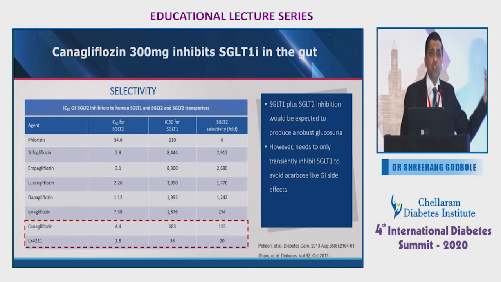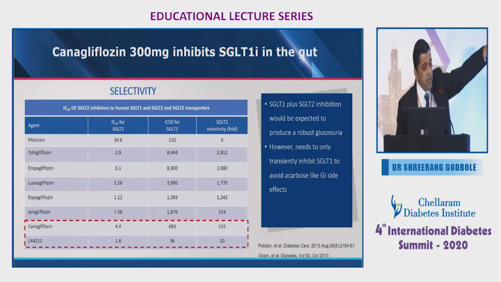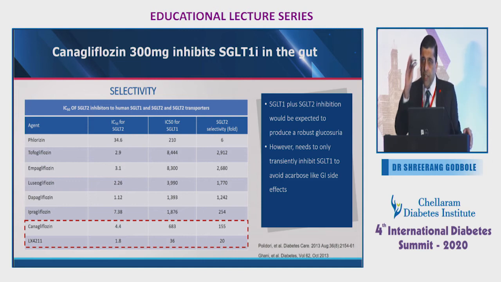With Canagliflozin 300 milligrams, you get a glucose excretion of 75 to 100 grams per day, which translates to 300 to 400 calories per day. So you're losing more calories through the urine if you're going to use Canagliflozin 300 milligrams. So if you inhibit both, but just selectively the SGLT1, not too much, you would produce a robust glucosuria.